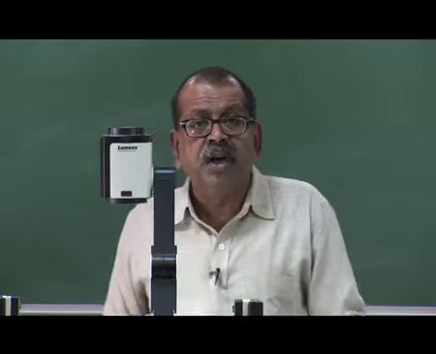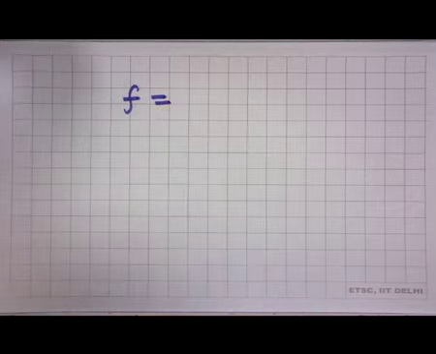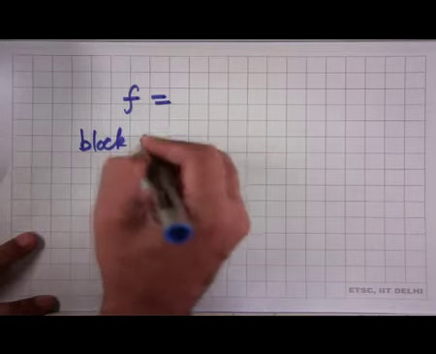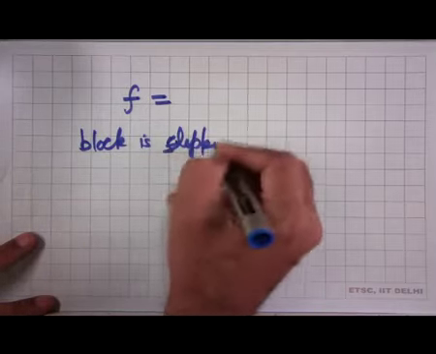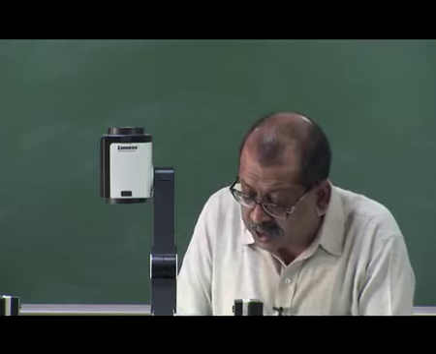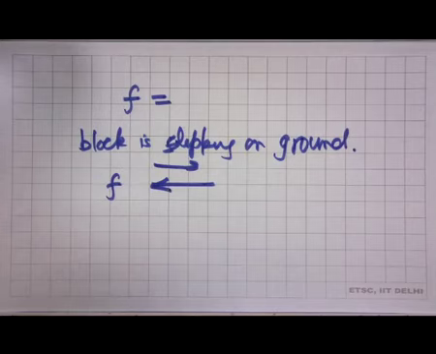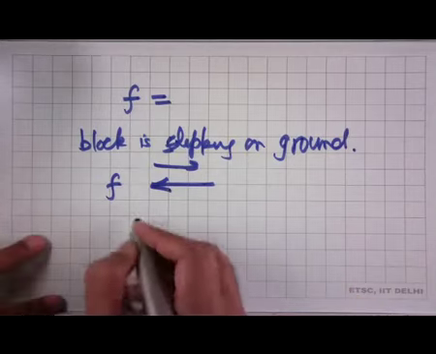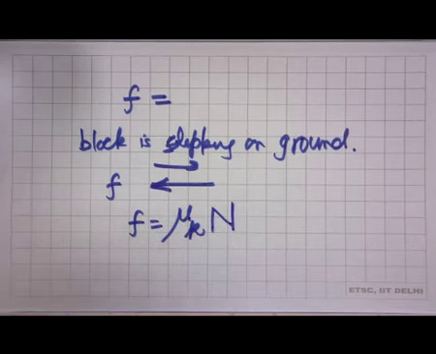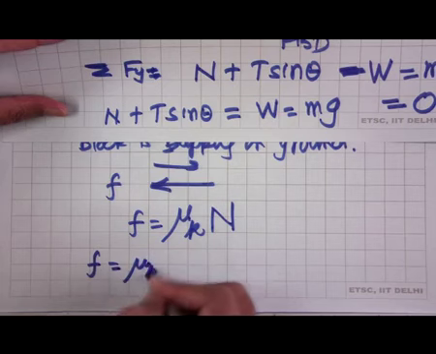We need a third equation again, and the third equation will come from the force of friction. Now, here we know this is a case of the block slipping on the ground, and because it is slipping in the forward direction, friction was shown as acting in the backward direction, which is the correct direction. And because the block is slipping, friction will be equal to mu k times N.